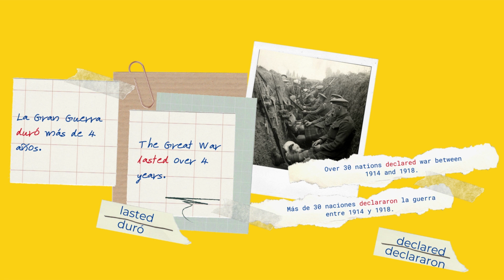The Great War lasted over 4 years, around 4 years and 4 months, and over 30 nations declared war between 1914 and 1918.